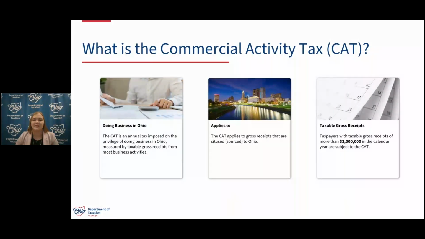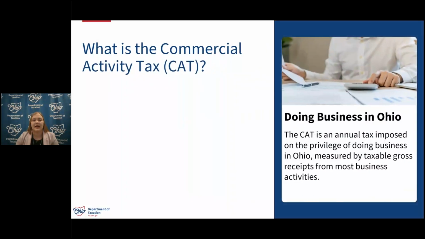So what is the commercial activity tax? CAT is defined by three main criteria. The first point is that CAT is an annual tax imposed on the privilege of doing business in Ohio, measured by the taxable gross receipts from most business activities. We do have an information release, 2005-17, located on our website at tax.ohio.gov that will help clarify what constitutes a taxable gross receipt for the purposes of CAT.